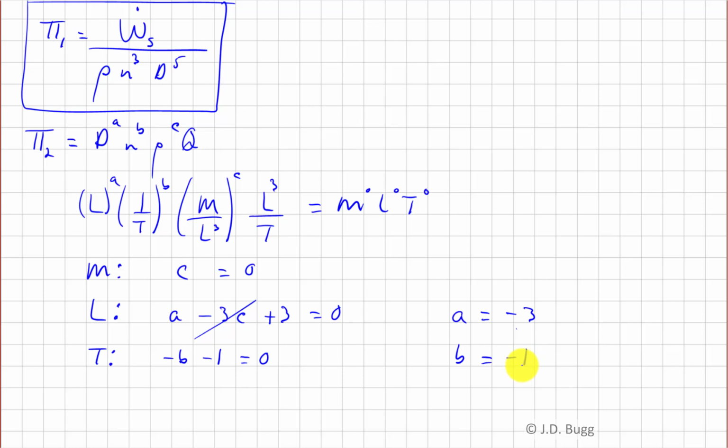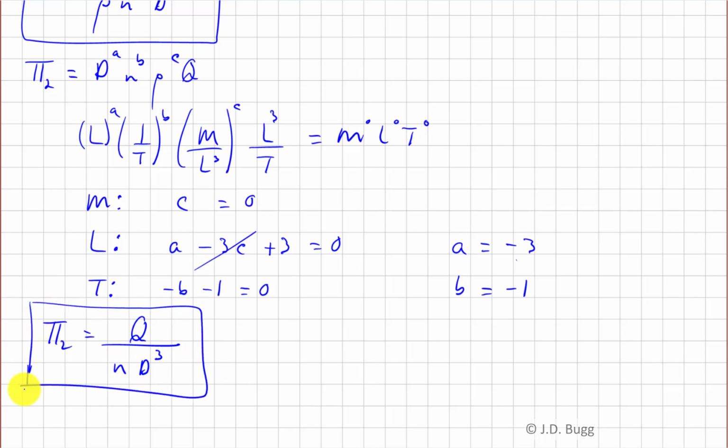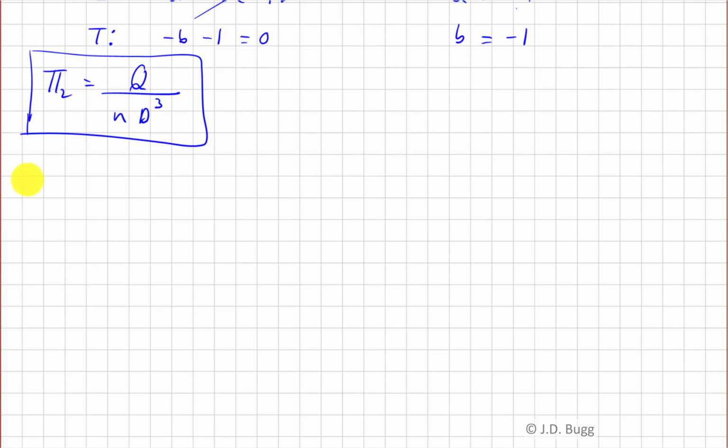So those 3 things tell us what our second pi group is. So pi 2 is equal to Q, so that's this Q, divided by, and again notice they're all negative, except for this one that's 0, n d cubed. So that's our second pi group. So again, for pi 3, same repeating variables, d to the a, n to the b, rho to the c, and now we'll put viscosity here.